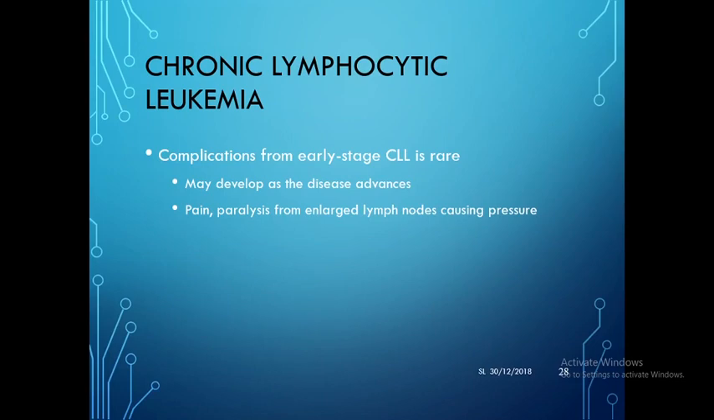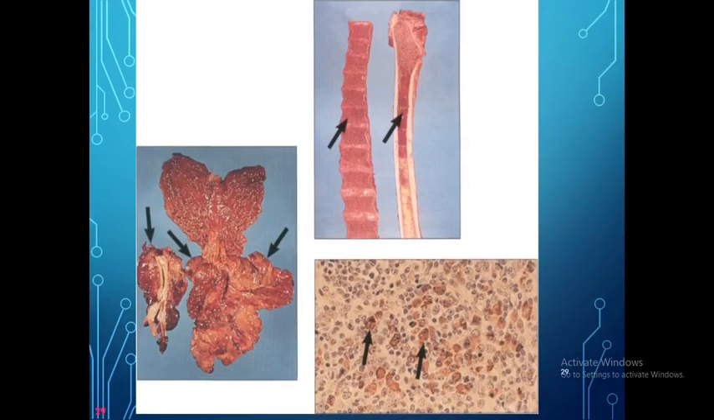Then in CLL, what are the complications that we have to pay attention to? Early stage complications are very rare in CLL, and may develop as the disease advances. Pain and paralysis from enlarged lymph nodes causing pressure can occur. Here you can see how the bone marrow has turned red in color from here to here.